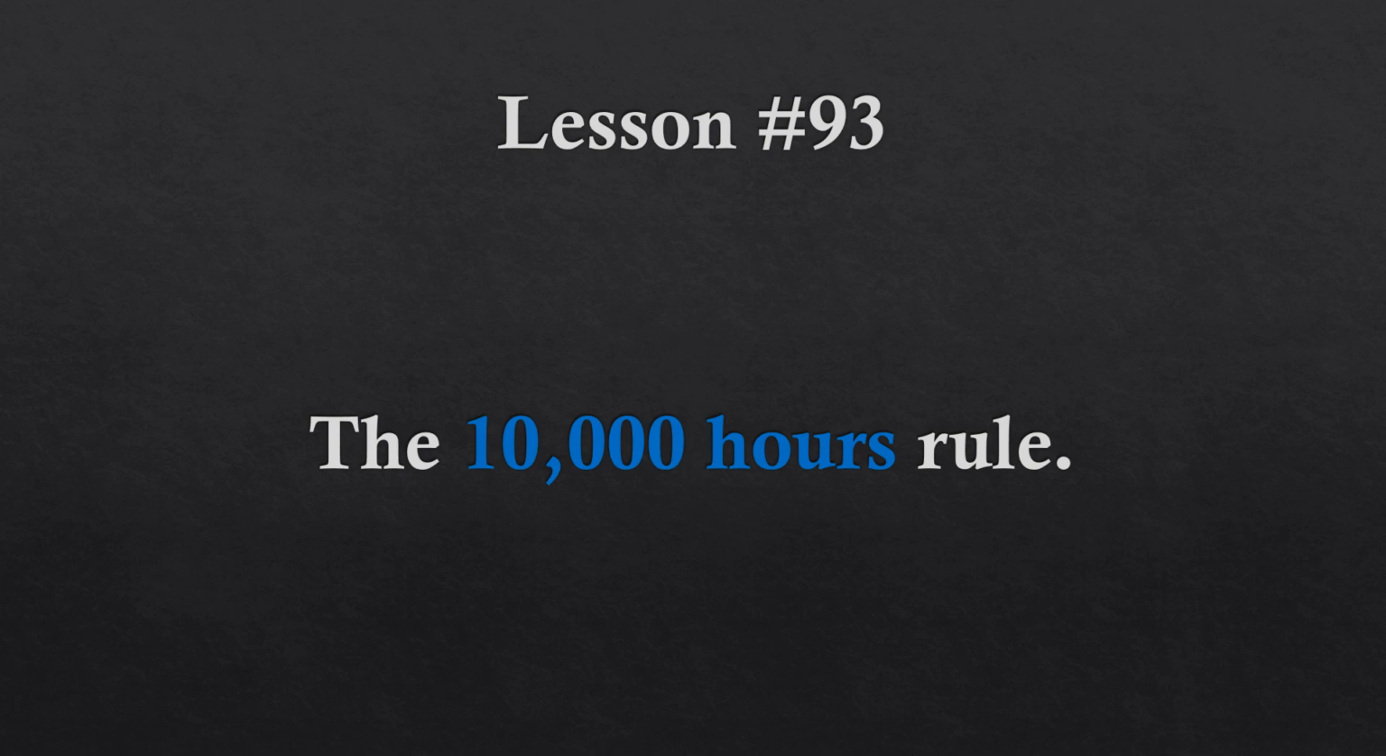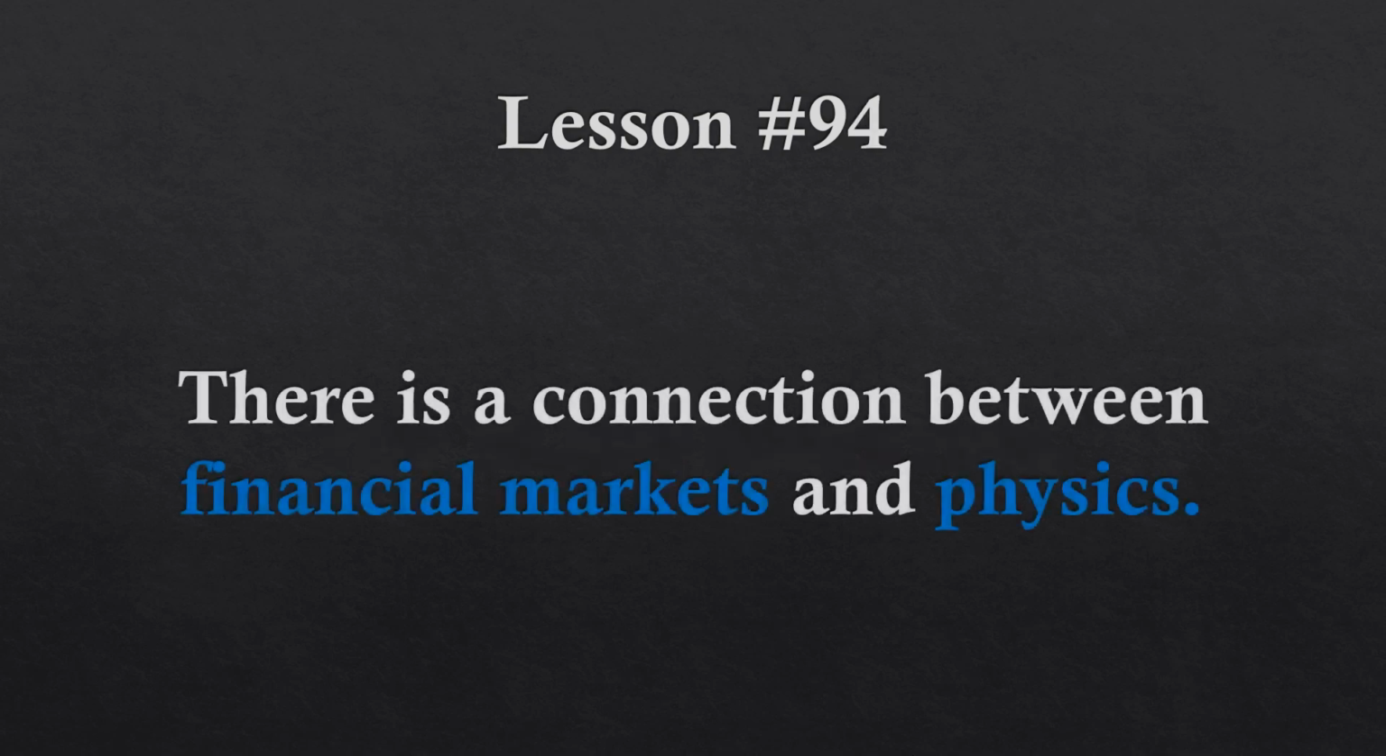Lesson number 94. There is a connection between financial markets and physics. The standard theory of finance assumes that price follows what's called Brownian motion, which is the type of motion of a dust particle in collision with water particles inside a glass, for example. This notion set the stage for the understanding of price behavior, but it was also studied by Albert Einstein in a different context. Einstein's studies motivated another physicist called Jean-Baptiste Perrin to win the Nobel Prize in Physics for proving the atomic nature of matter.